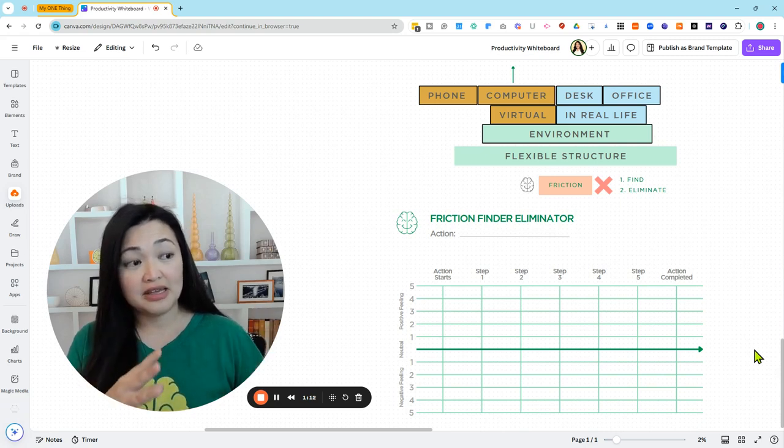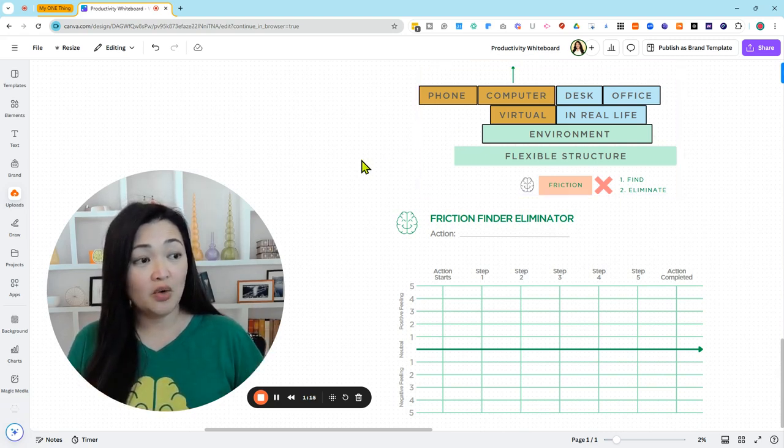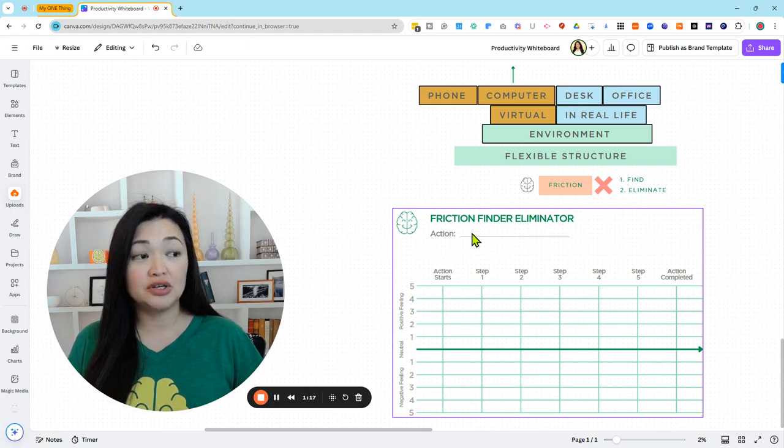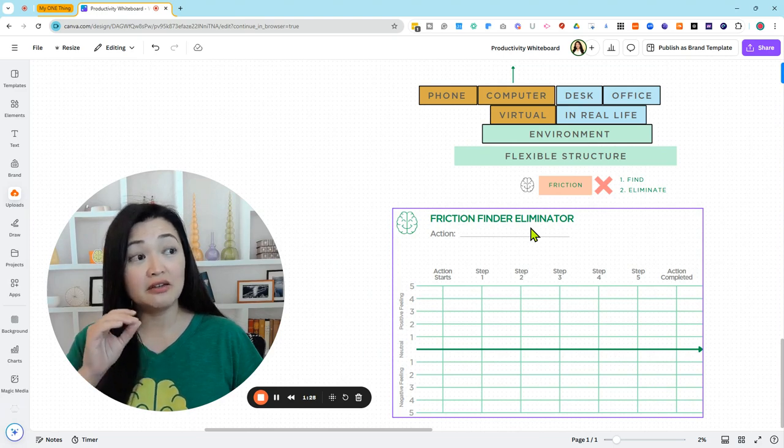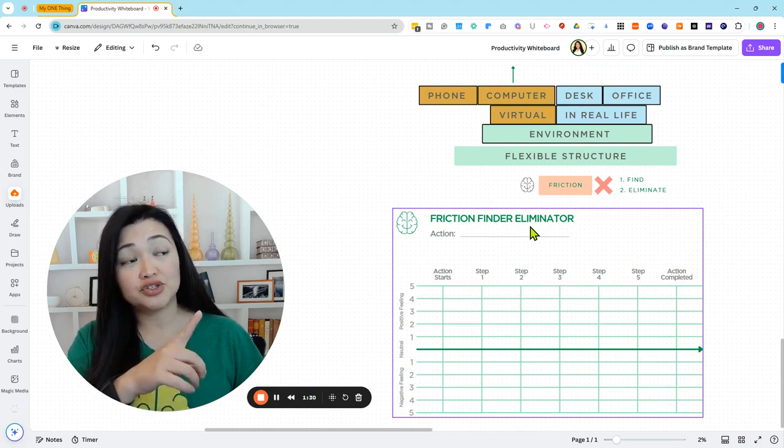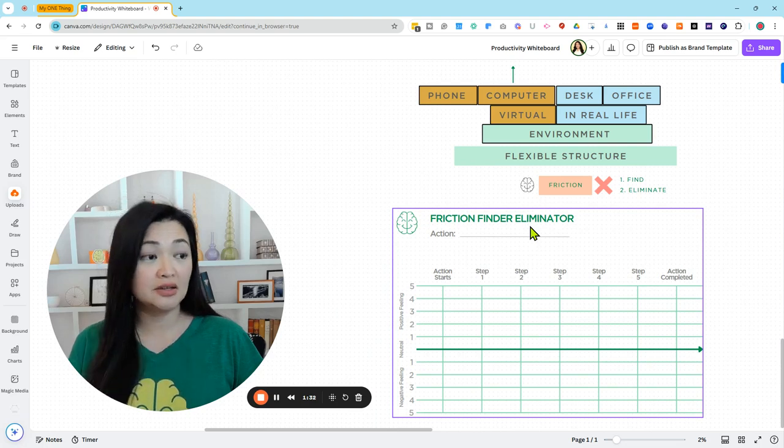This graph right here represents that, where this has the action. So you write whatever action you're trying to achieve. And again, it will sound theoretical right now, but we will use this friction finder eliminator specifically for setting up your structure for your computer, as we talked about. Just know that the friction finder eliminator has two steps.